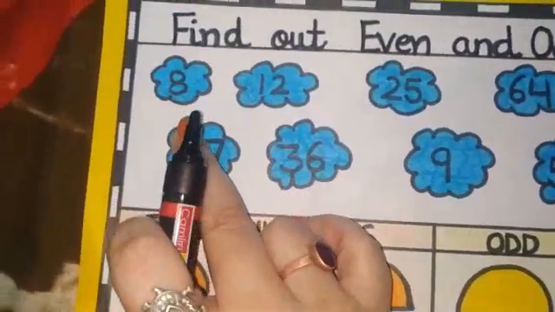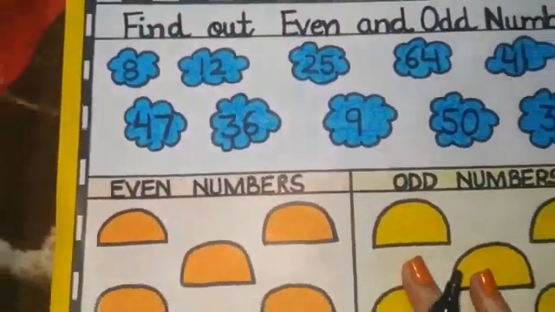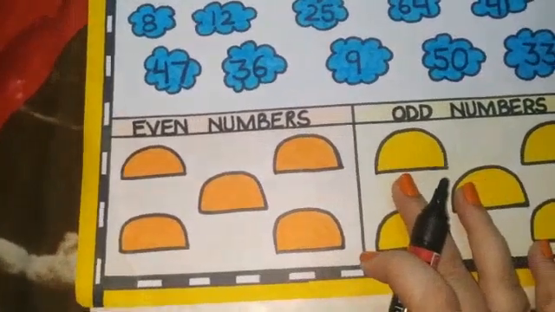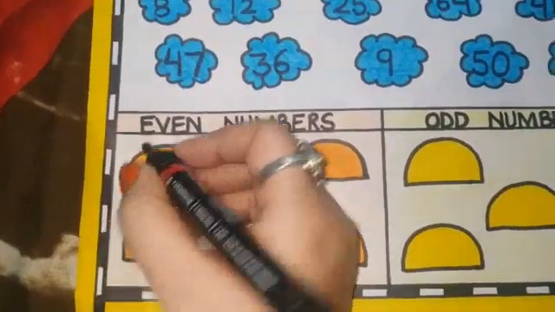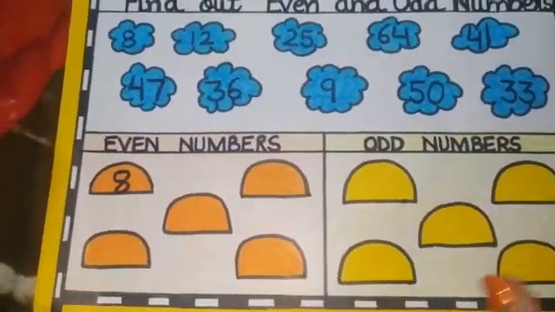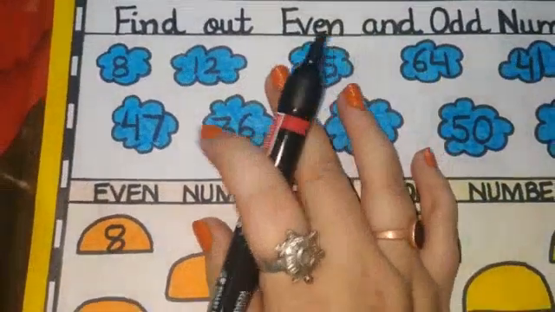Now our first number, you all can see the first number is 8, right? So is 8 an even number or odd number children? Yes, it is an even number. So we'll write 8 over here. It is an even number, right? Now next we have 12.